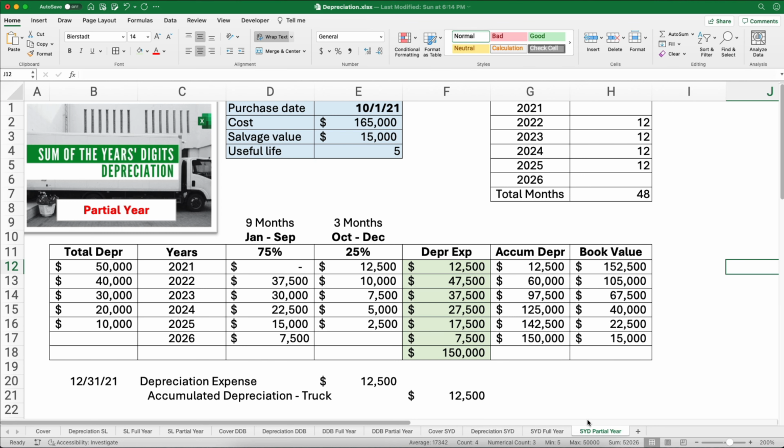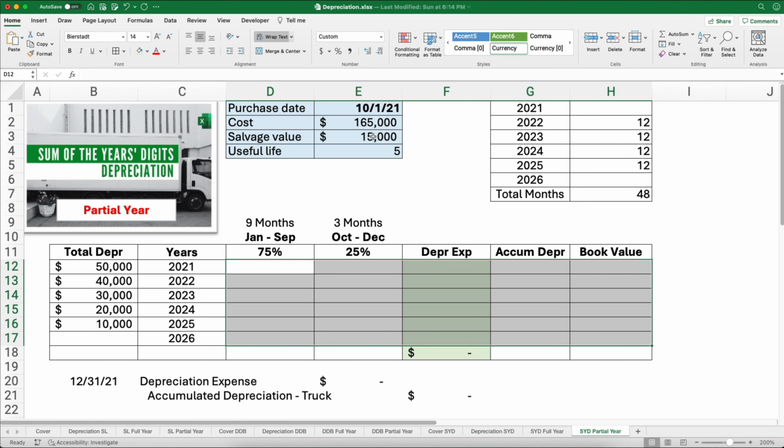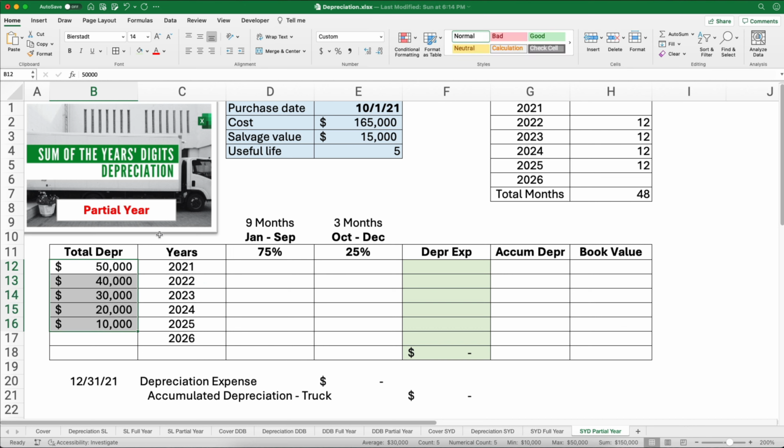Now, what if we have a partial year? So let me get rid of a lot of this here. What if we have a partial year and, instead of purchase on January 1st, we purchase on October 1st? Well, we still have the same calculations, and so what I've done, I've copied over 50,000, 40,000, 30,000, 20,000, and 10,000. We already know what those are.